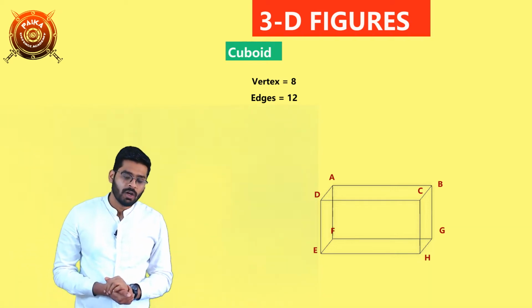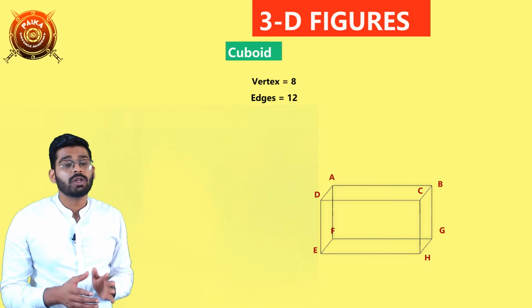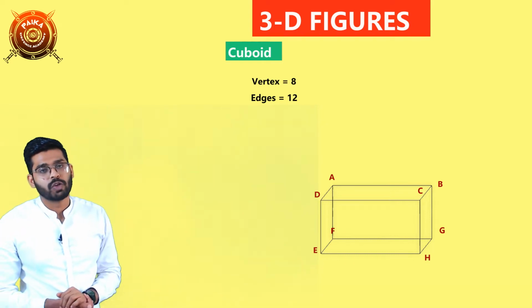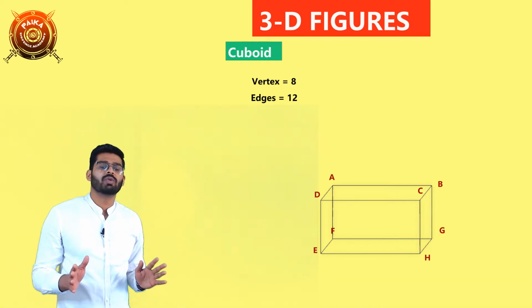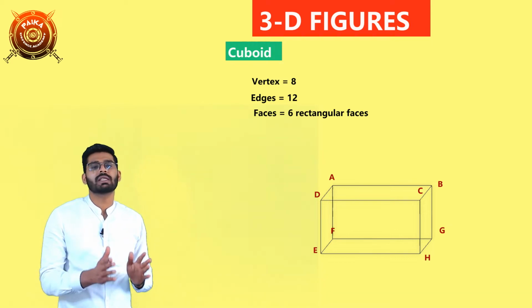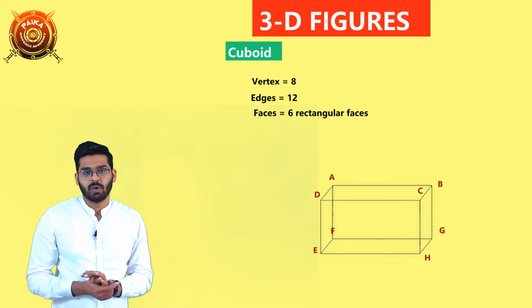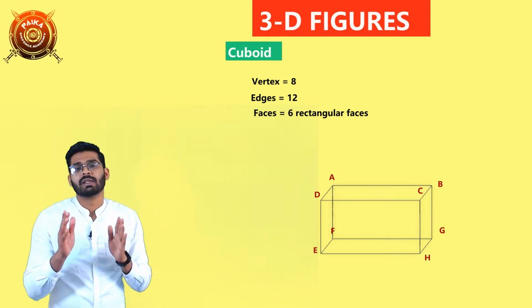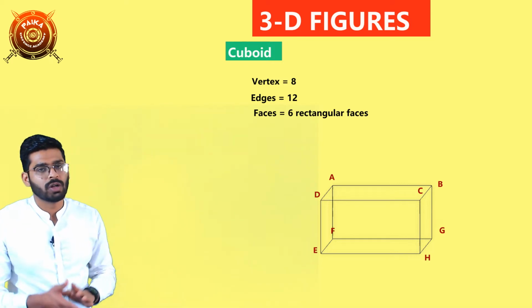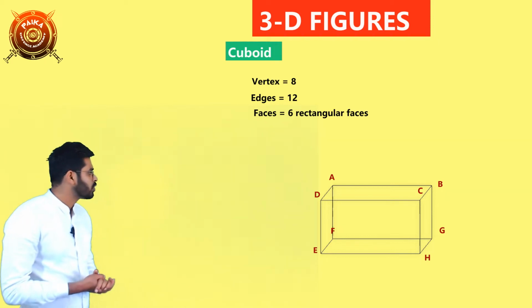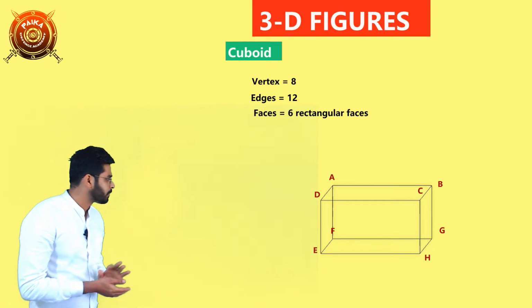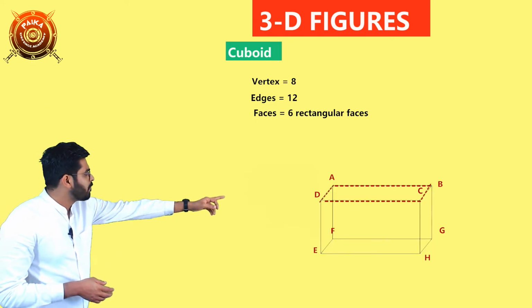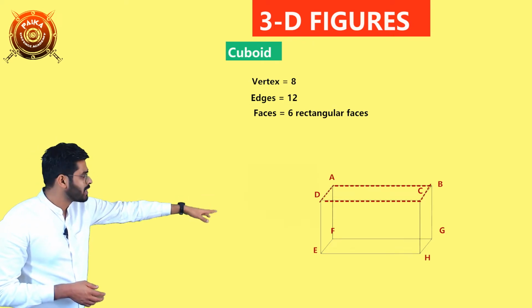Now students will find out the number of faces of a cuboid. Remember this, students: a cuboid has a total of 6 rectangular faces. Remember my words, a cuboid has 6 rectangular faces. Now we will count the number of faces. You can see here, this is the first rectangular face. You can see the highlighted lines.